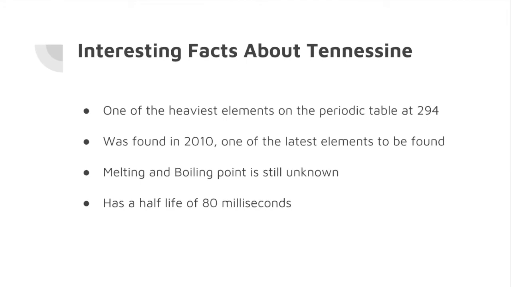Some interesting facts about tennessine is that it is one of the heaviest elements on the periodic table at 294, which is a tie with number 118 on the periodic table. It was found in 2010, one of the latest elements to be found, since it had just recently been tested that all the elements have been combined in the Large Hadron Collider.